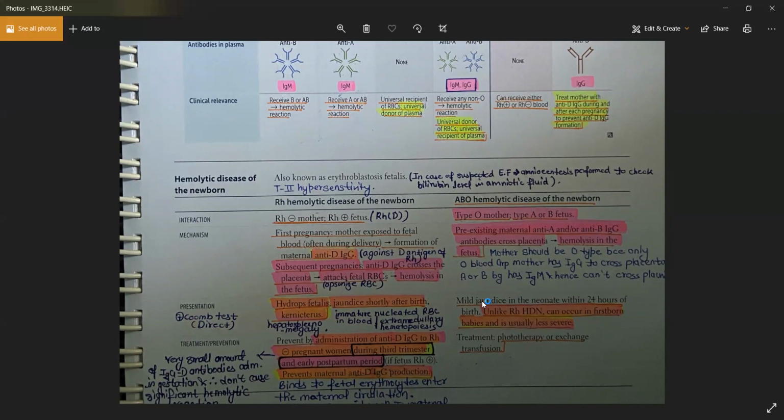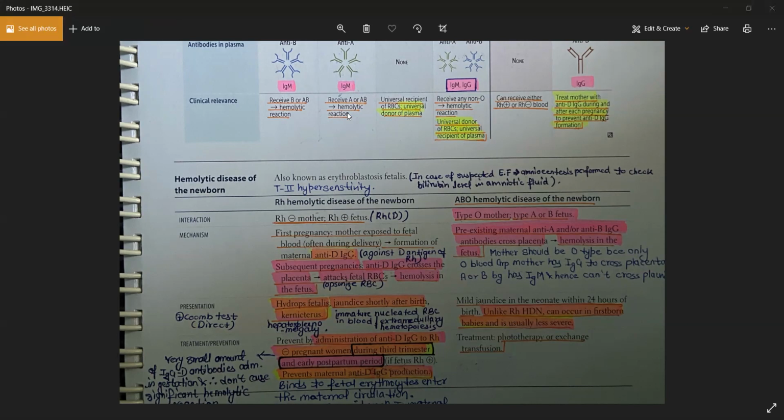And the jaundice will happen within the first 24 hours of birth. Very important. So what you can do is phototherapy, because as soon as the delivery occurs, the antibody level will start falling, right? So you just need to give the patient phototherapy. Or you can do exchange transfusion, in which you remove these IgG antibodies from the blood. So that would be all about it.